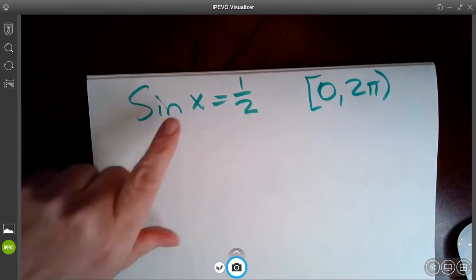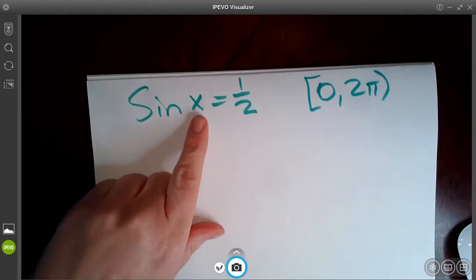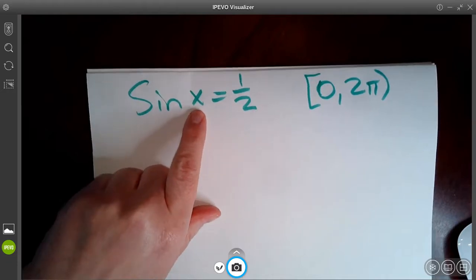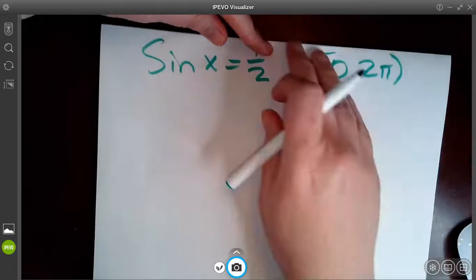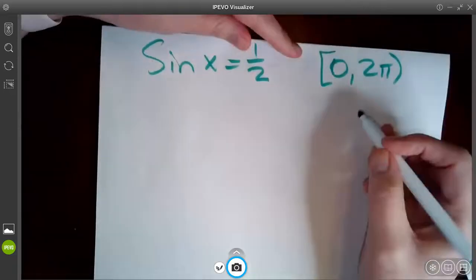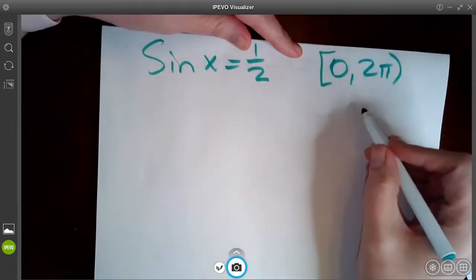So we have to think about here. Well, we got sine x equals 1/2. So we're solving for x, which is the angle, right? So we have to think in your head, where does sine equal 1/2? Or you can look at your unit circle as well.